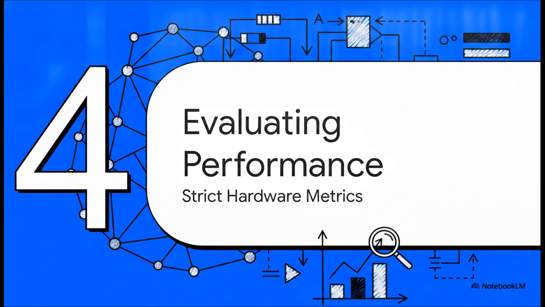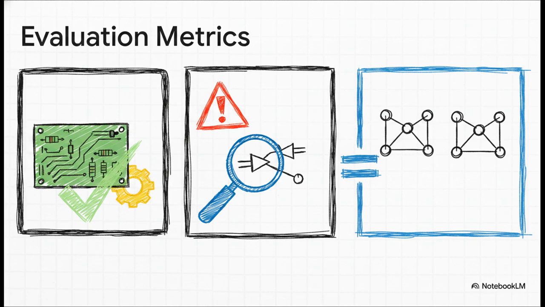Section 4. Evaluating SchGen performance. All right, the model is trained. Now, how do we actually measure success in AI schematic generation? Because let's face it, generating text is one thing, but generating physics? That's a whole different beast.